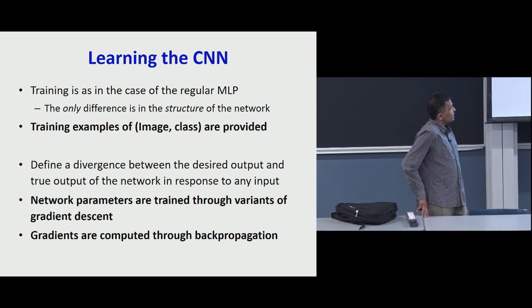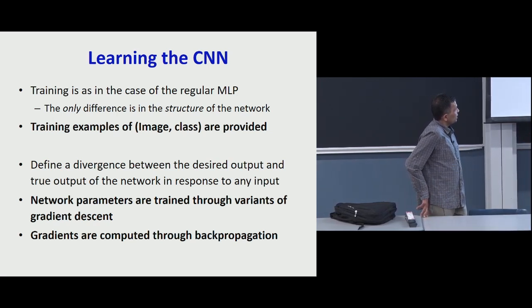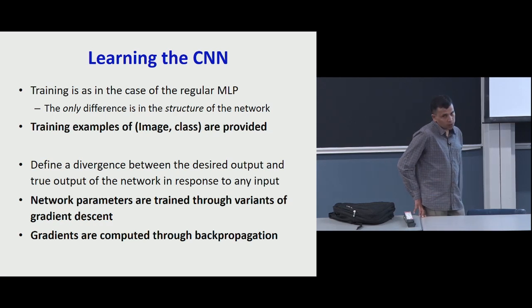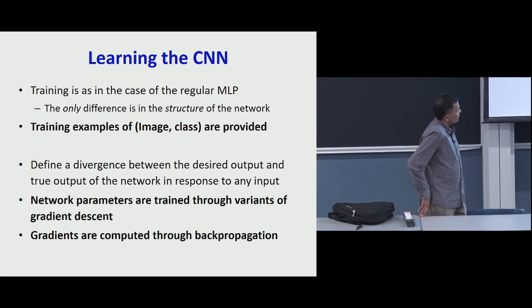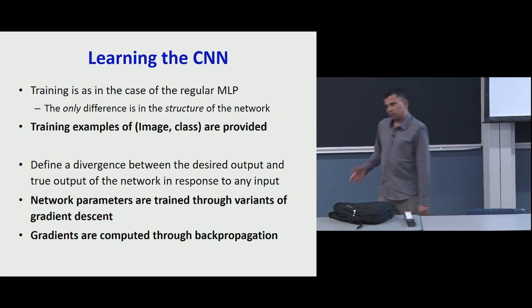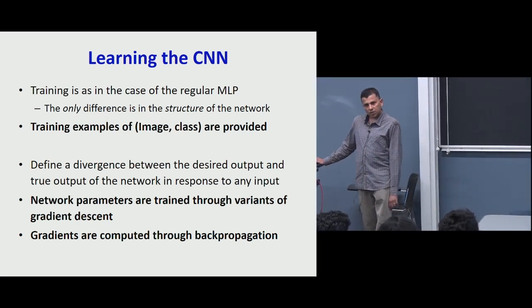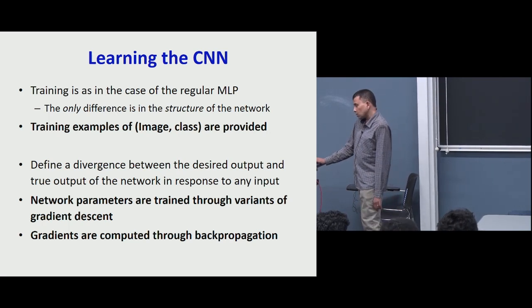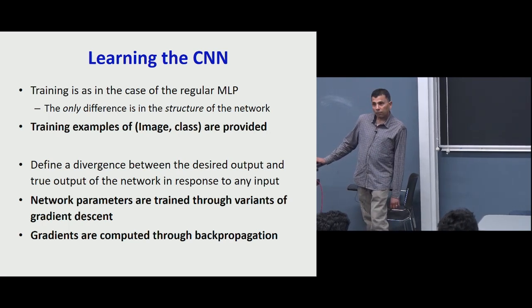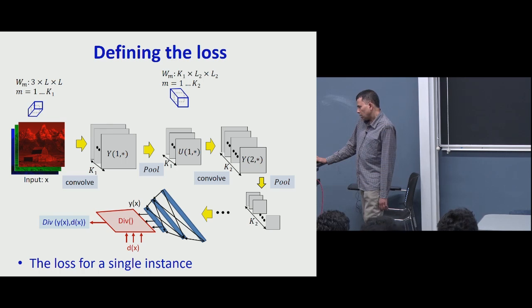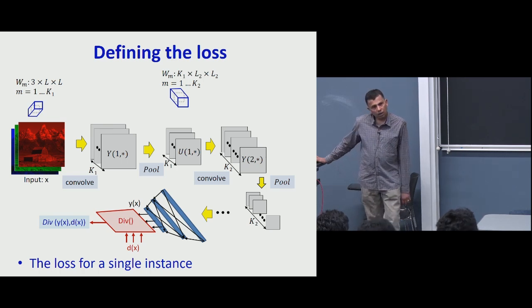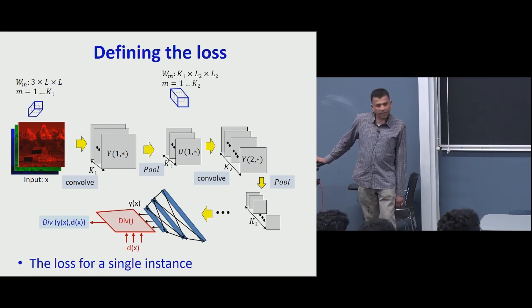Anyway, so once we've provided training examples of images and classes, you define a divergence between the desired output and the true output of the network in response to any input. The network parameters are trained through standard variants of gradient descent. And gradients are computed through backpropagation. We're actually going to go through this whole business of performing backpropagation through the convolutional network in a little bit of detail.